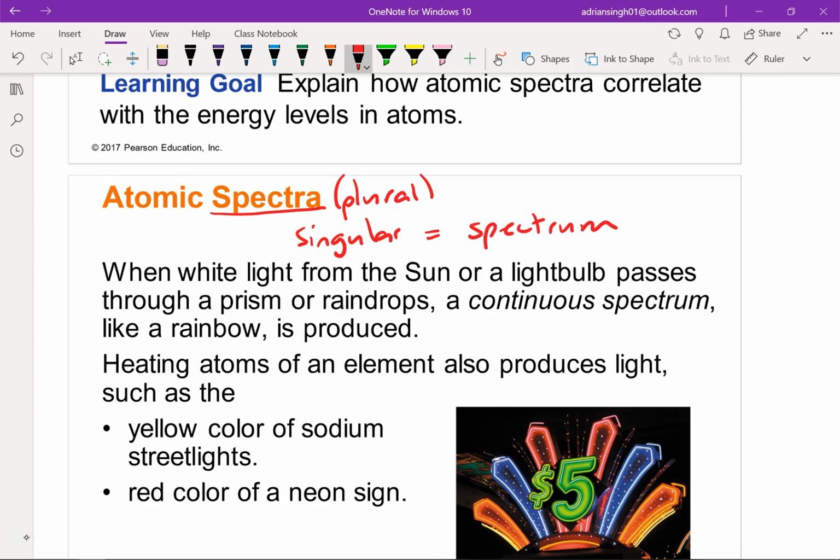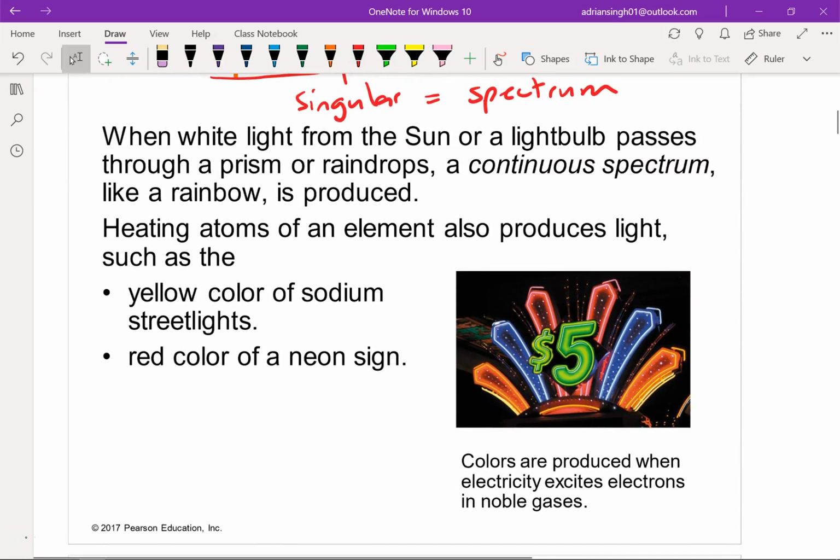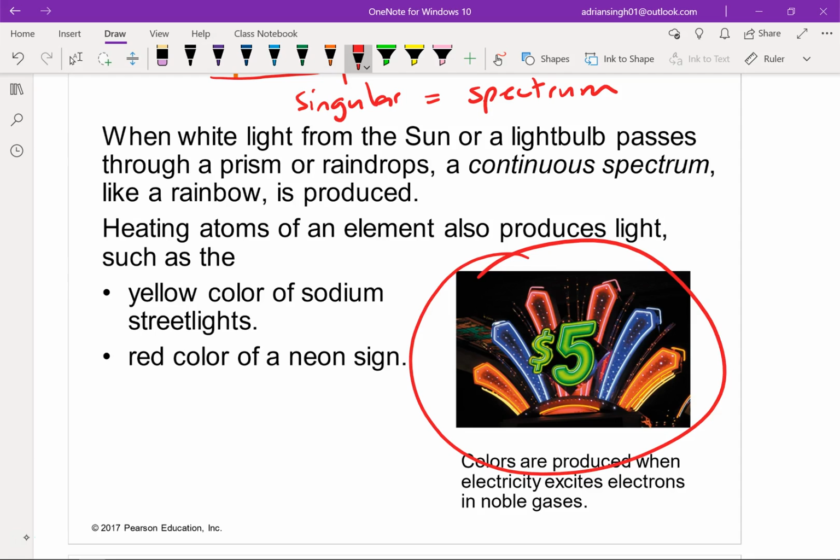Okay, and we see manifestations of atomic spectra, for example, whenever you see a neon light, right? So things like down here, the ability for those things to give off that light is what's known as the spectra, or the spectrum of those particular elements that are in those tubes, those gas tubes.